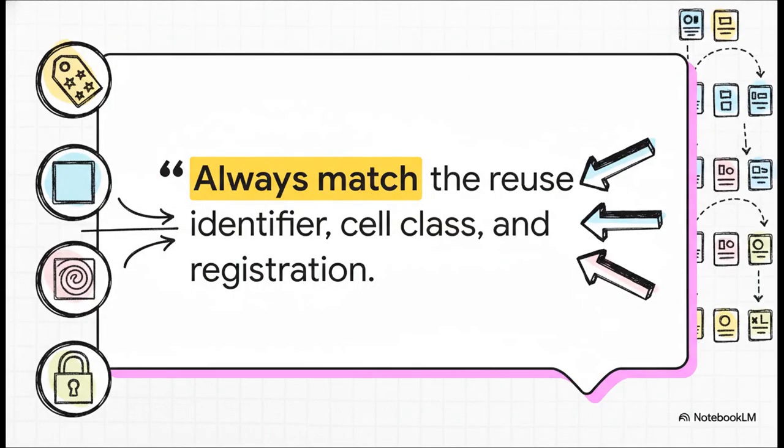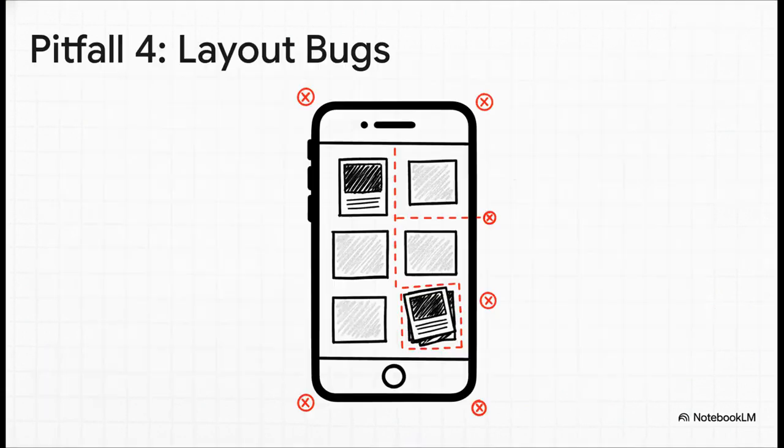The only way to avoid this is with strict discipline and consistency. The identifier string you use when you register the cell, the actual class of the cell itself, and the identifier you use to ask for it later, those three things must be a perfect match. Always, no exceptions.